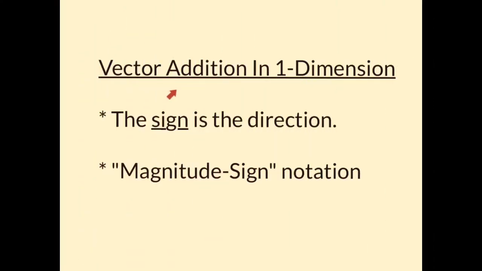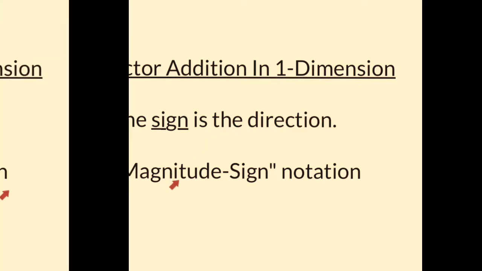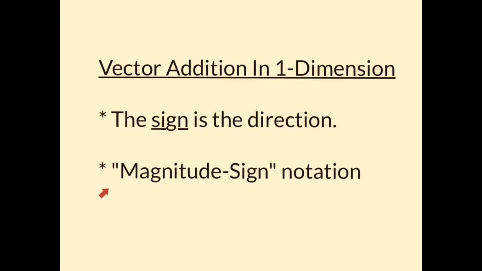To understand anti-jet aircraft, you must understand the structure of vectors and how they work for basic navigation or for weapons delivery. Let's discuss briefly the basic steps for adding vectors. To add vectors in one dimension, we use magnitude sign notation. Angles are not needed. The sign is the direction.